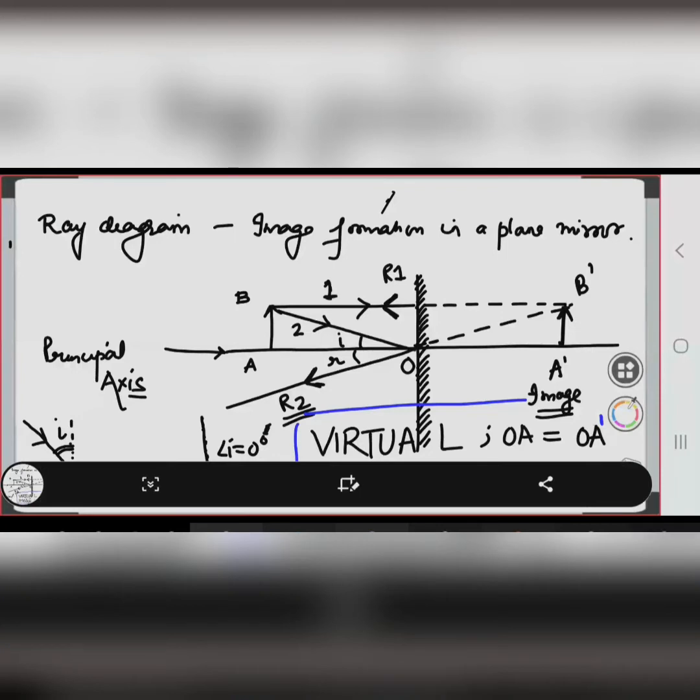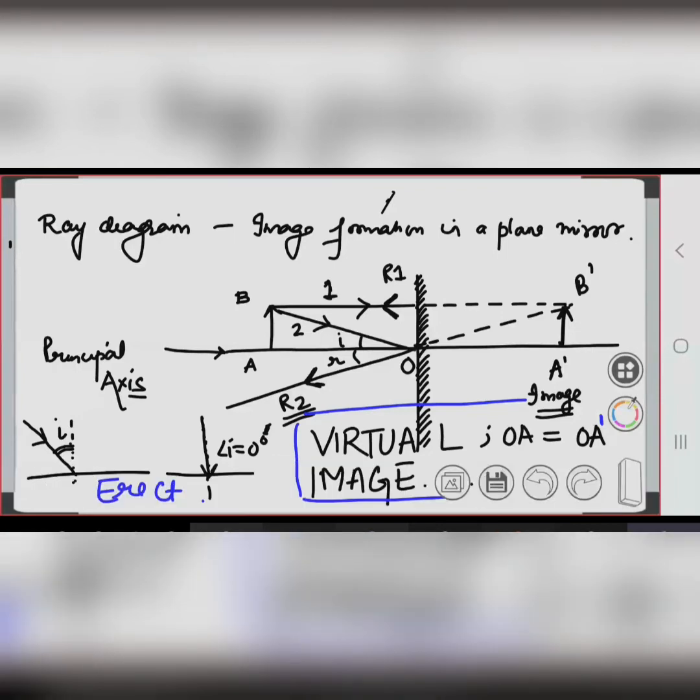Yes, ma'am. Okay, understood everyone? Yes, ma'am. Let's look at the technique once more.